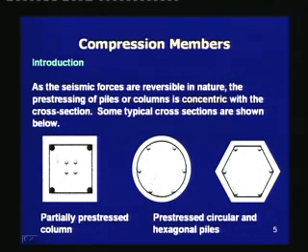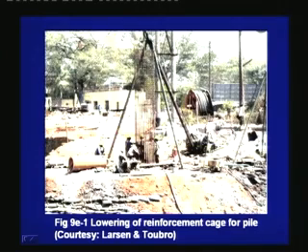The one in the left is a partially prestressed column where we are having non-prestressed reinforcement at the four corners, and we also have prestressing tendons at the center. The two figures on the right are piles. The first one is a circular section and the second one is a hexagonal section, and here the prestressing tendons are along the perimeter, but the effect of prestressing force is concentric to the section. This is a figure which shows the lowering of the reinforcement cage for a pile.